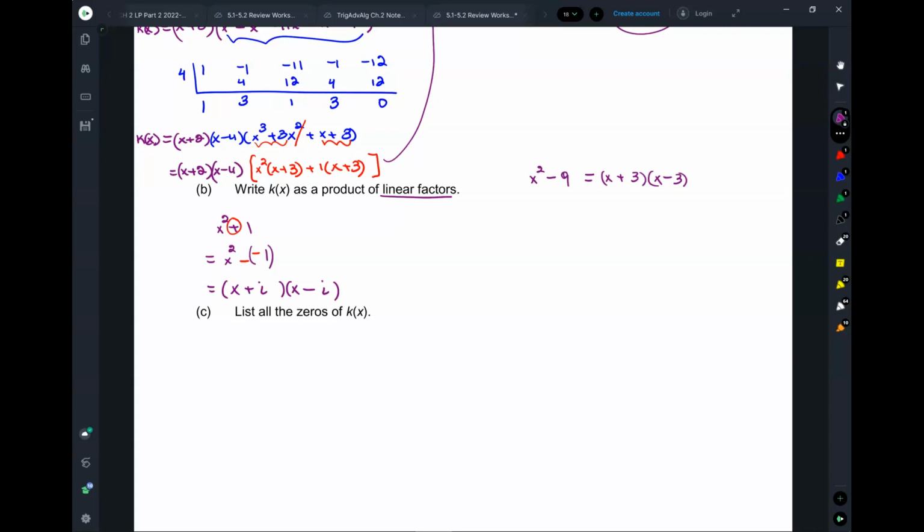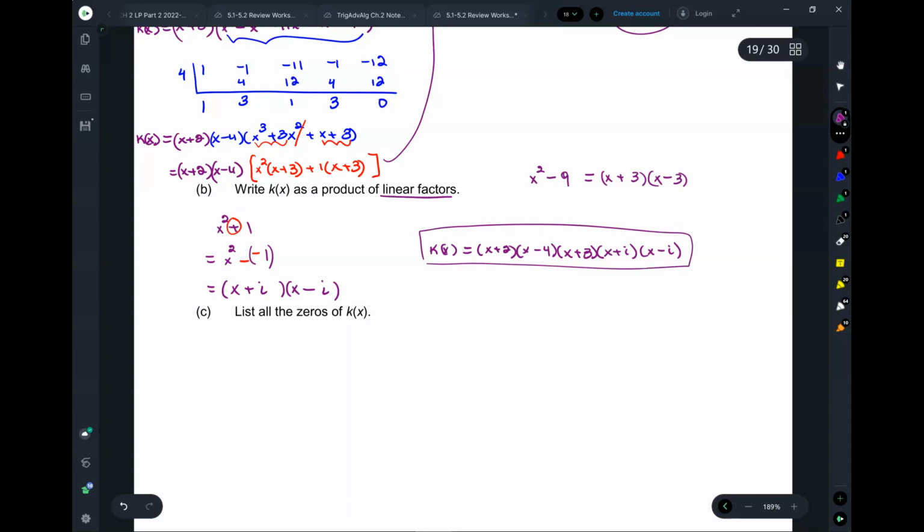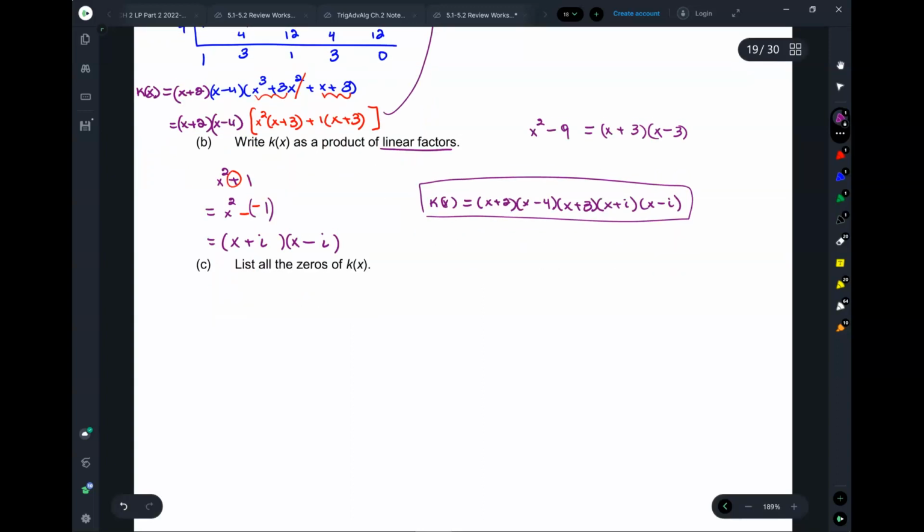Okay? So now k(x) is (x plus 2)(x minus 4)(x plus 3)(x plus i)(x minus i). There we go. So, what are the zeros of k(x)? Well, it's -2, 4, -3, and plus or minus i. So remember, the imaginary numbers will never exist alone. They always come in pairs.